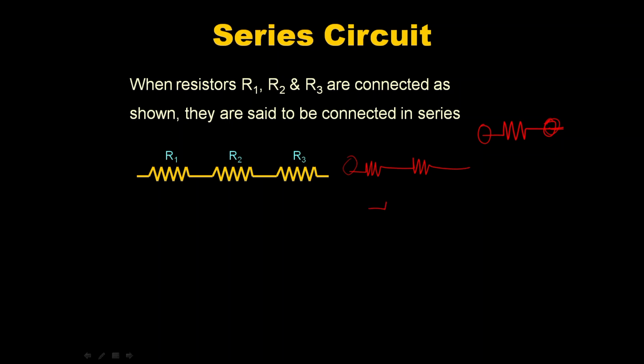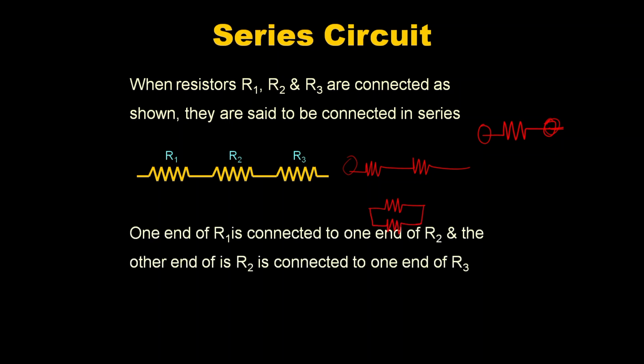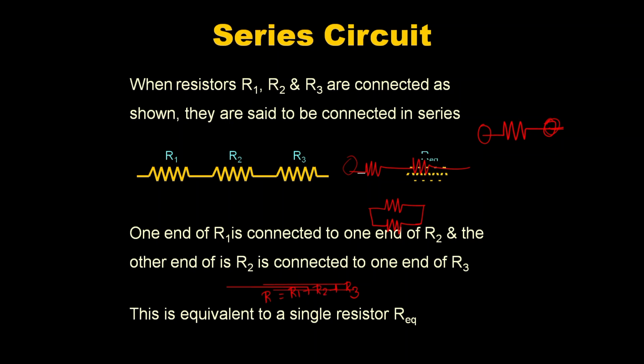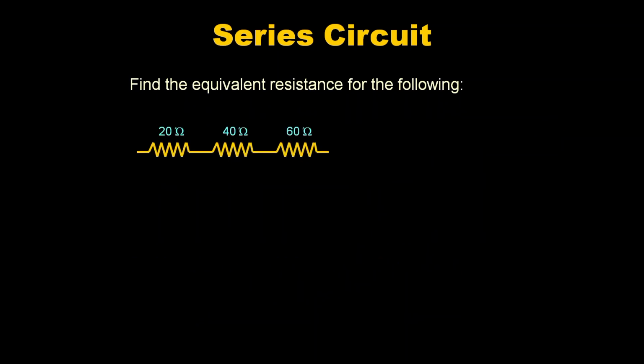If both the ends are connected like this, then that is a parallel connection. So, series connection: the formula for series connection, for this circuit, is R1 plus R2 plus R3. So that is R equivalent.